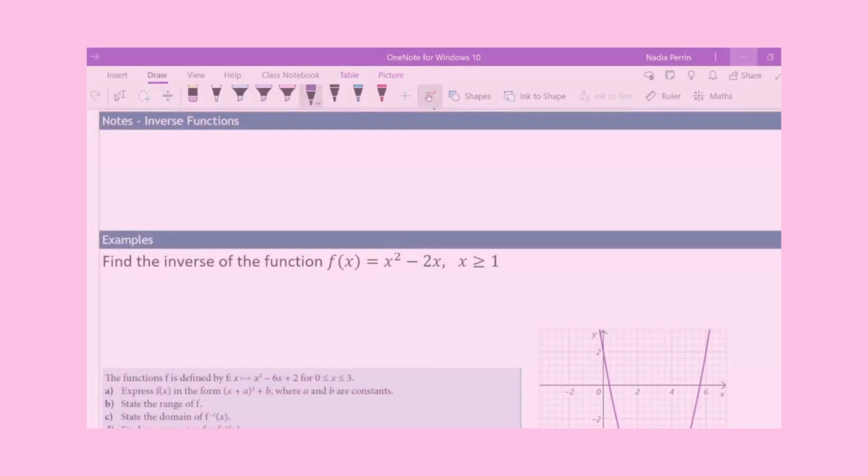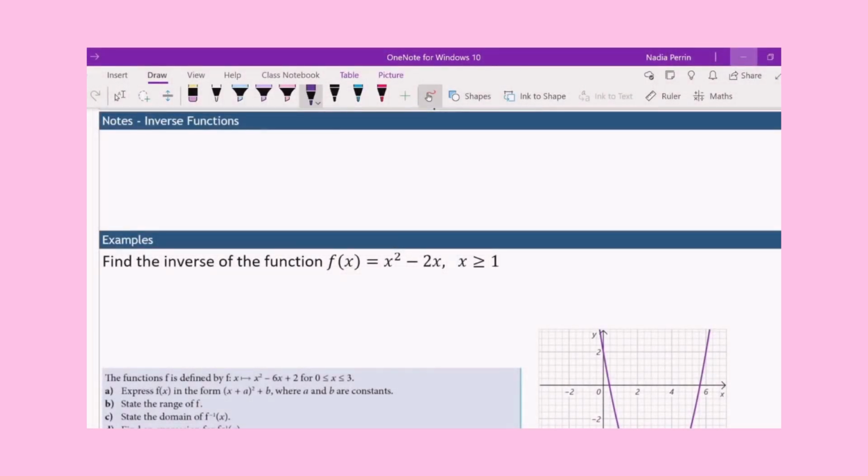Hopefully you understand that an inverse function is a function that undoes a function. So a very basic function could be 10x, multiplying something by 10, and the inverse of that would be to divide by 10. So they undo each other. In practice, all we have to do is swap x and y, and then rearrange to make y the subject again.